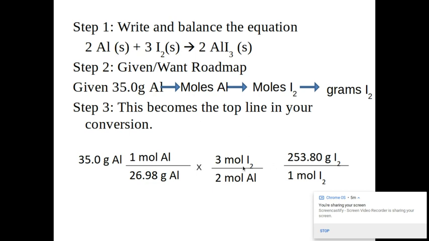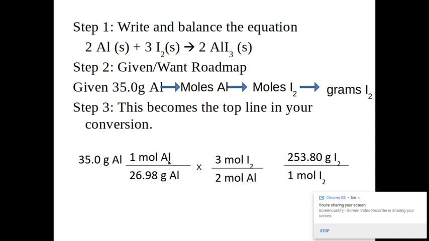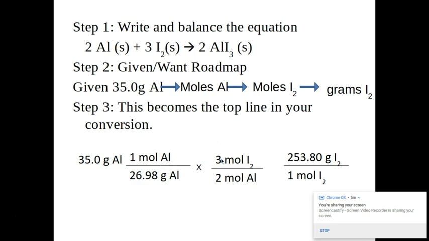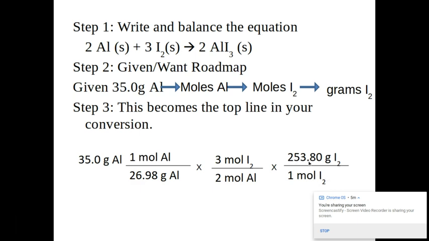Then we're going to multiply by the mole ratio. Now, this 3 and 2 can be switched around. We could have iodine on the bottom and aluminum on the top. It doesn't matter. But here, we have 1 mole of aluminum on the top, and we want to cancel them out. So 3 moles of iodine is equal to 2 moles of aluminum, so this is equal to 1. This is another equality, and that cancels out our moles of aluminum. Now we have moles of iodine. How do we get to grams of iodine? That's right, molar mass. For every 1 mole of iodine, we get 253.8 grams of iodine, and that is our answer: 494 grams of iodine.